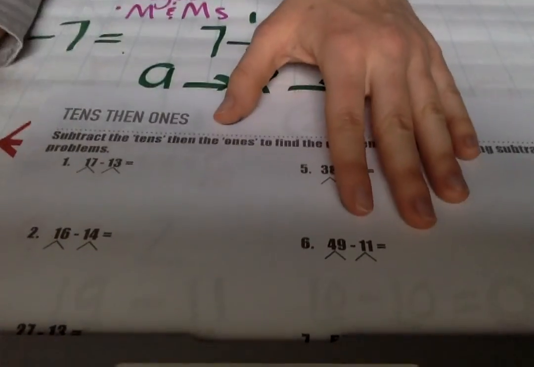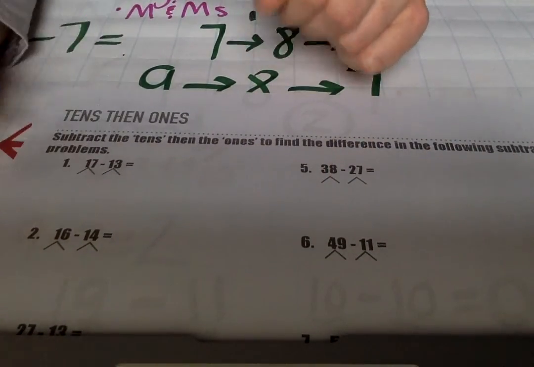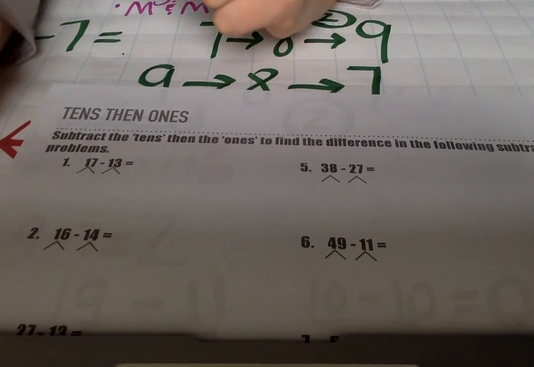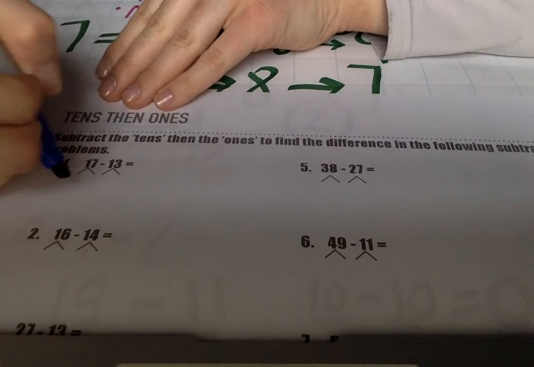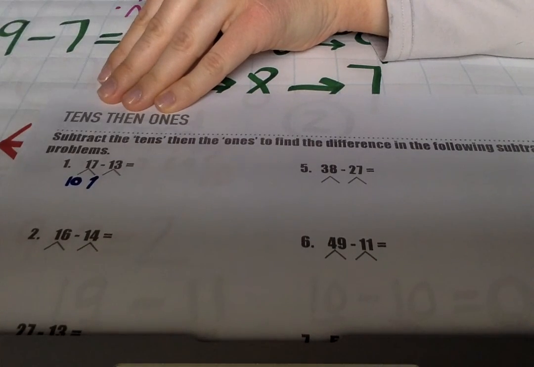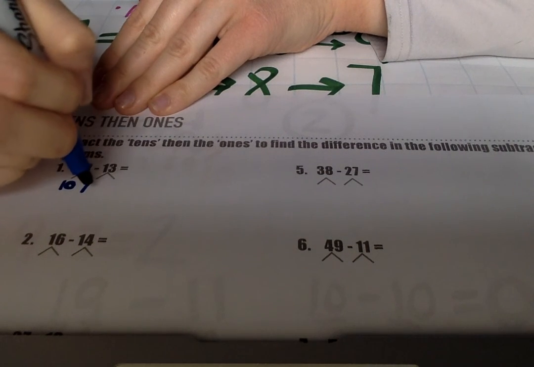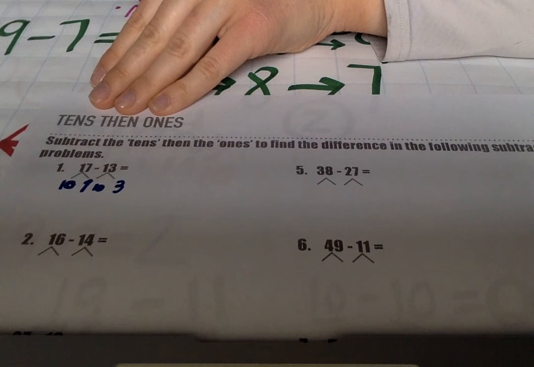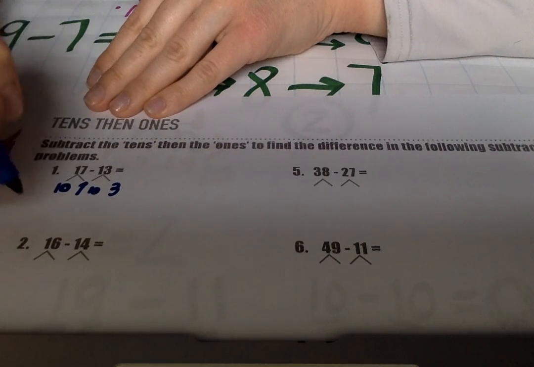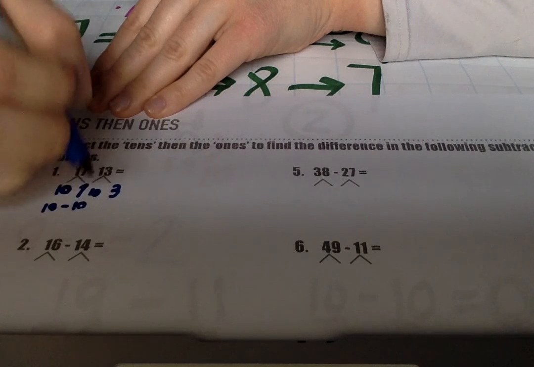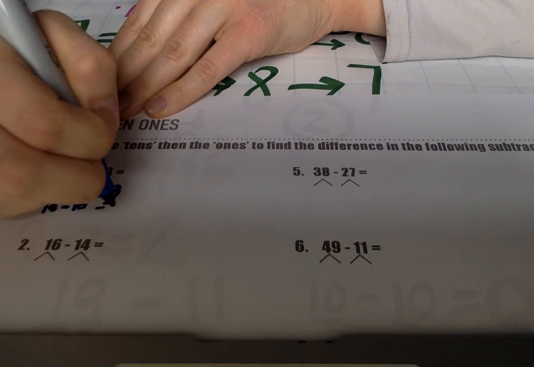So in your subtraction strategies packet, the first problem is 17 minus 13. 17 splits into, you guessed it, 1 ten and 7 ones. 13 splits into 1 ten and 3 ones. So first again, we have to subtract our tens. 10 minus 10 equals 0.